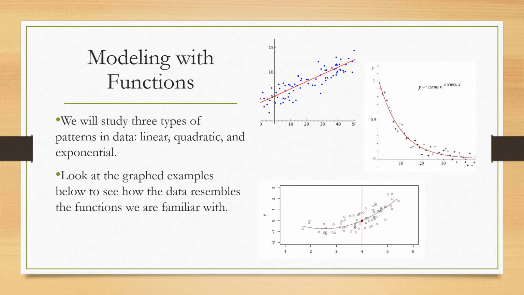So we're going to study 3 types of patterns in data: linear, quadratic, and exponential. If you look at these graphs on the right, you'll notice this first one is a linear relationship in the data. The second one is an exponential relationship, exponentially decreasing. And this last one is a quadratic relationship. And we're going to talk more about how do you know which one to use.